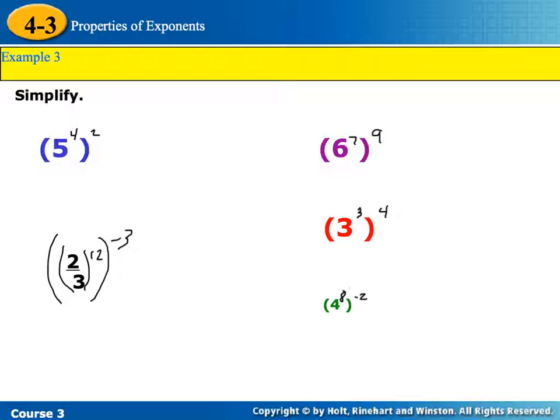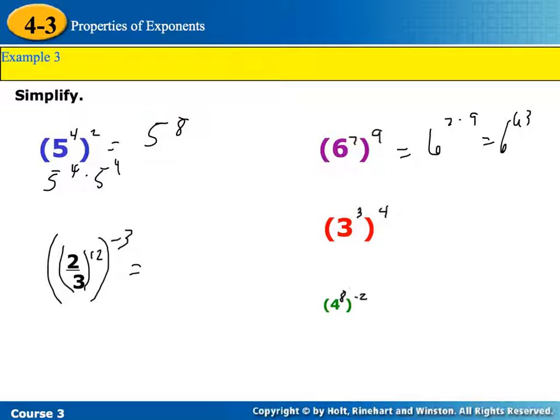All right, here we go. First one, 5 to the 4th to the 2nd. Remember, that's the same thing as taking 5 to the 4th times 5 to the 4th, which is 5 to the 8th. All right, next one, 6 to the 7th to the 9th. When I take that, I get 6 to the 7 times 9, which equals 6 to the 63rd. That's a very big number. That means 6 times 6 times 6 times 6. I'll stop there. But 63 times.